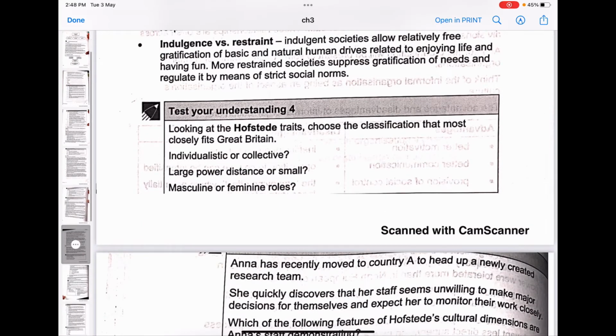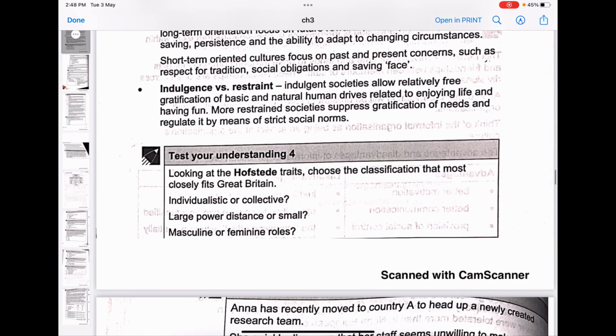Indulgence versus restraint. Indulgent societies allow relatively free gratification of basic and natural human rights related to enjoying life and having fun. More restrained societies suppress the gratification of needs and regulate it by means of strict social norms. So, indulgent societies are those organizations where they allow people to enjoy and have fun. Whereas restrained societies are those where gratification is restricted by social norms, rules, and various guidelines.